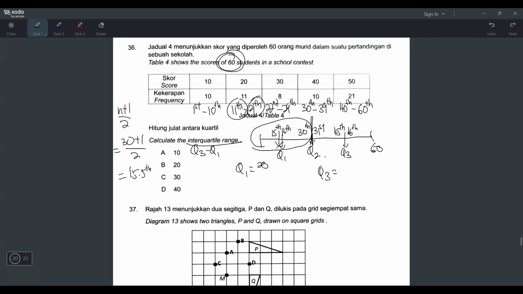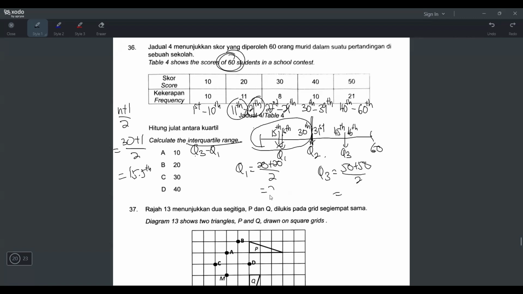Because according to what I write here, starting from the 11th number to the 21st number, all their values are 20. So 15 and 16 would both be 20. So 20 plus 20 divided by 2. What about Q3? The 45th and the 46th value plus together divide 2. The 45th and 46th are both 50. So 50 plus 50 divided by 2.